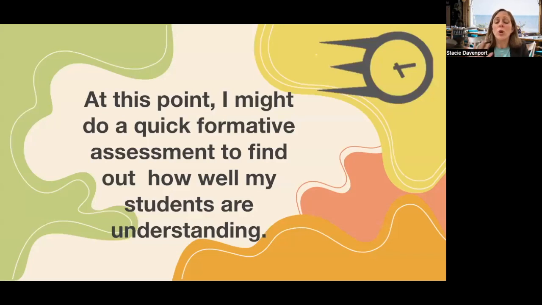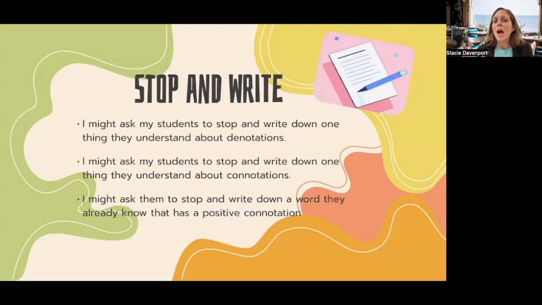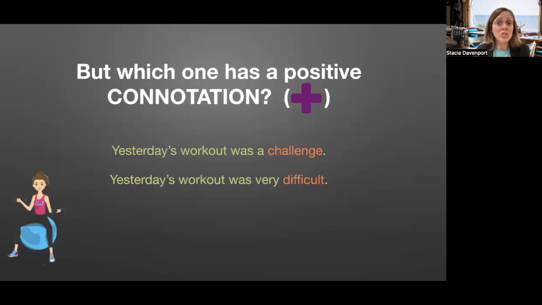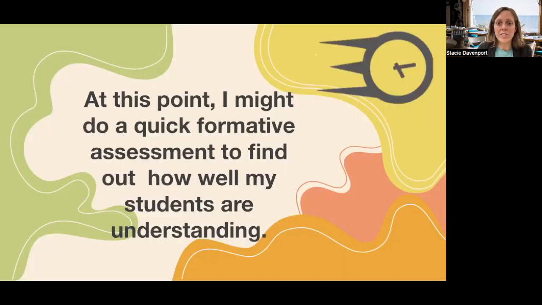At this point, I might do a quick formative assessment or MRS strategy to find out how well my students are understanding. I could do a stop and write. So I might ask all of my students to stop and write down one thing they understand about denotations. Hopefully they're going to say denotations are the dictionary definition. I might ask my students to stop and write down one thing they understood about connotations. Hopefully they would say something like connotations have to do with feelings. I might ask them to stop and write down one word they already know that has a positive connotation, which would be, if we go back, challenge, because difficult has the negative connotation and challenge has the positive connotation.